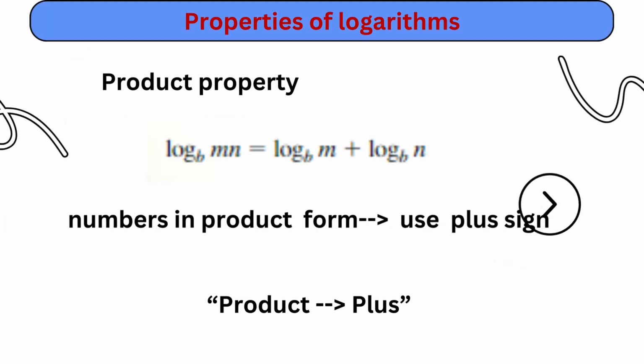Properties of logarithms. Consider the product property of logarithm. Log of mn to the base b equals log of m to the base b plus log of n to the base b. Here we can see the product of m and n is in the log function. Hence, to separate them we use a plus sign, as they were together before. Remember the phrase: product form, use plus sign to separate the log, like product plus.